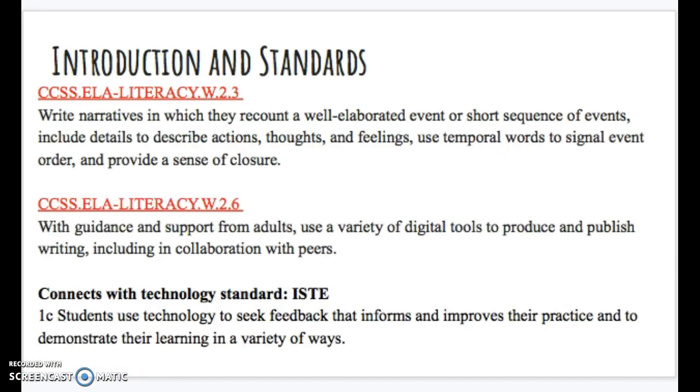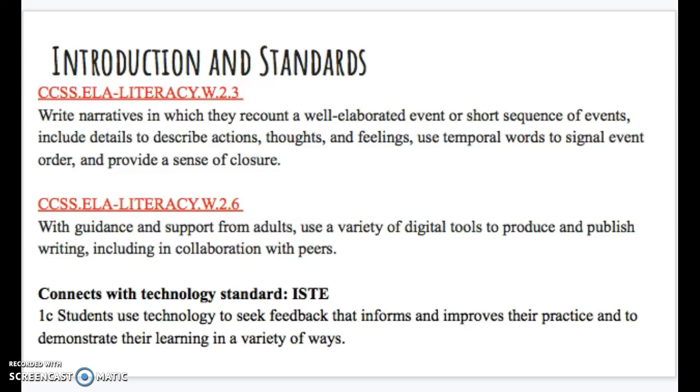The standards we will be using today come from the Common Core State Standards for Literacy for 2nd grade. The first one is to write narratives in which they recount a well-elaborated event or a short sequence of events, including details to describe actions, thoughts, and feelings, using temporal words to signal event order and provide a sense of closure. The second standard we'll be using today also comes from Common Core, and it is with guidance and support from adults, use a variety of digital tools to produce and publish writing, including in collaboration with peers.